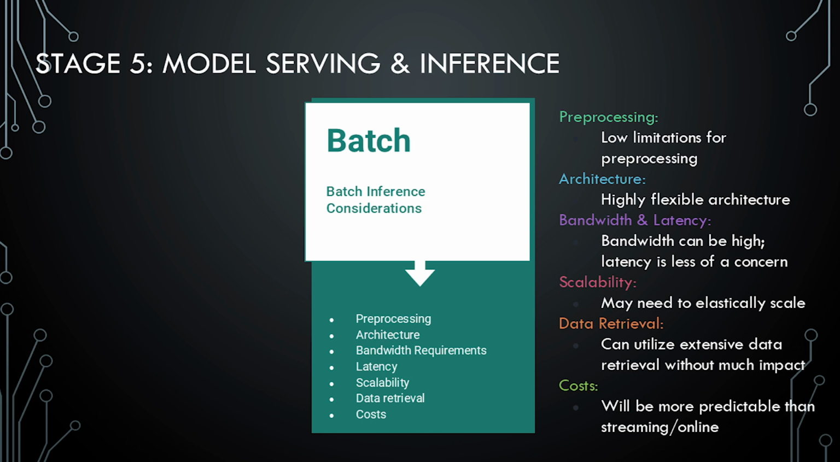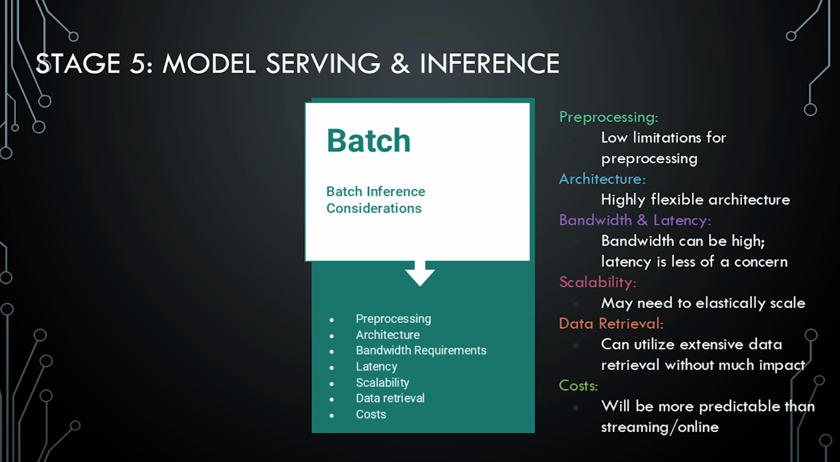With batch inferencing, your architecture can be quite flexible. The main requirement is to fit the needs of the periodic run. Your bandwidth can be high because you may be pulling a large amount of data from a remote data store, but bandwidth really depends on the amount of data associated with each batch. Latency is less of a concern here because, again, this is running at some predetermined time and it might not be a blocker for any other system.